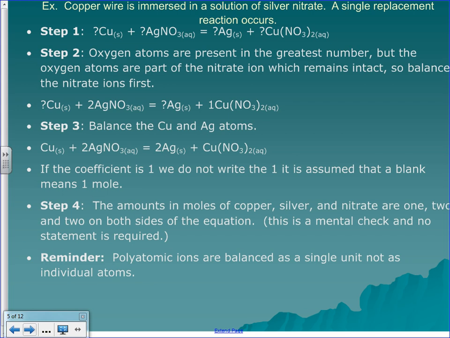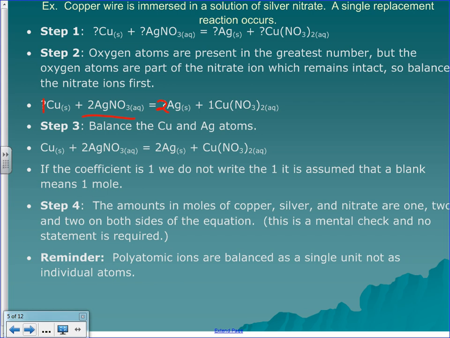It says here oxygen atoms are present in the greatest number, but they're part of nitrate, so we're going to balance nitrate first. There's 2 nitrates over here, so what do I need to put in front of the silver nitrate? 2. Now we've got nitrate balanced. There's a 1 in front of copper nitrate, a 2 in front of silver nitrate. Now that gives me 2 silvers, so what do I have to do here? Put a 2 there, and there's already a 1 in front of that. So then we're done.